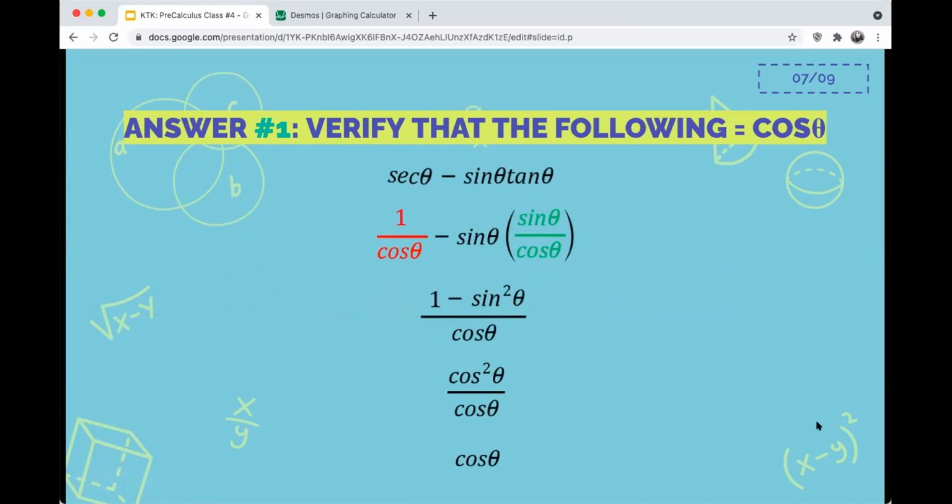Verify that the following is equal to cos theta. So we started with secant theta minus sine theta tan theta. And so we can change that secant theta using our reciprocal identity to 1 over cos theta. And tan theta can be changed into sine theta over cos theta. And now we have 1 minus sine squared theta over cos theta, which is cos squared theta over cos theta. If you remember that from the Pythagorean identity, which is sine squared theta plus cos squared theta is equal to 1, so 1 minus sine squared theta is equal to cos squared theta. So cos squared theta over cos theta is just equal to cos theta, and you've successfully verified your identity.